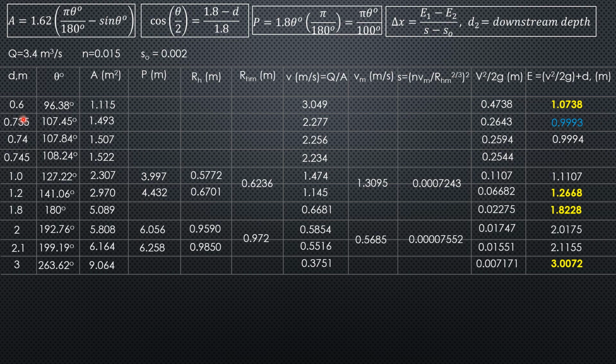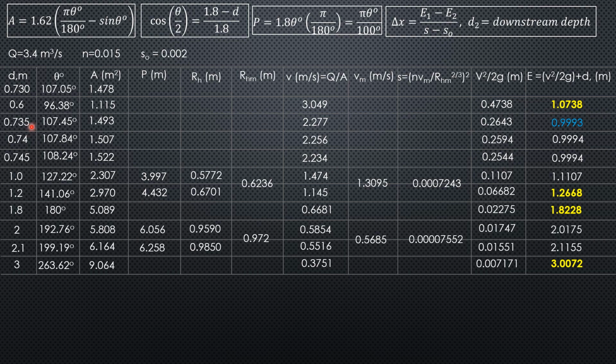So let's try 0.73. So there's no more space. Let's just put it here. When depth is 0.73, you compute for theta again. Replace this by 0.73. Theta is 107.05. Then the area is 1.478. Then the velocity, 3.4 over 1.478, 2.300. Then velocity head, 2.3 squared over 19.62, 0.2696. Plus 0.73 is 0.9996. So it's greater. Therefore, this value is the minimum specific energy to 3 decimal places.